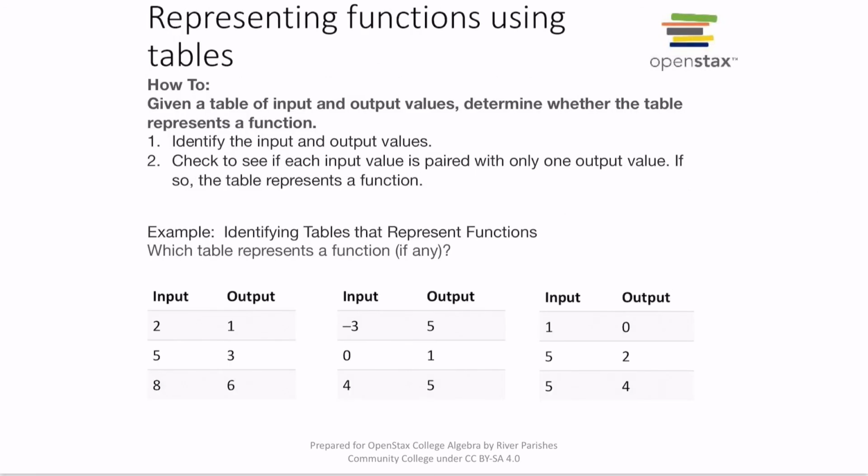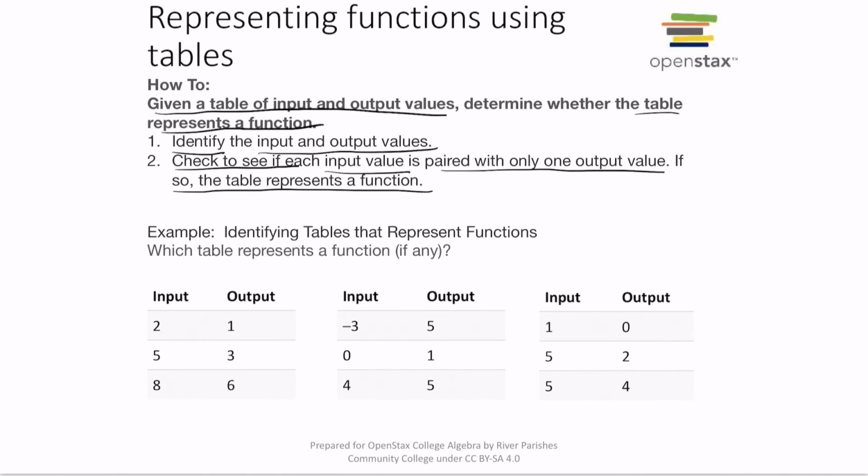Next, let's try and understand how to represent functions using tables. If you have a table of input and output values, you have to determine whether the table represents a function. So the first thing we want to do is identify the input and output, and number two, check to see if each input value is paired with only one output value. If so, the table represents a function.